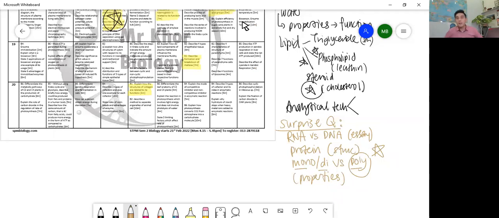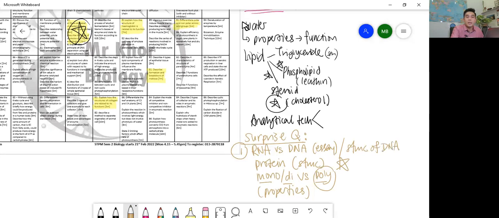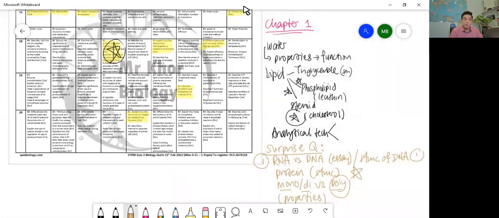Okay, finally, I remembered. They can ask you this way. Compare and contrast RNA versus DNA. What, 5 marks? Or they can ask you, explain the structure of DNA. DNA is made up of two polynucleotide strands. Complementary bases A, T, G, C. Yeah, they are anti-parallel. What's the diameter? What's the length? One turn has how many bases? So guys, this is what you must focus on for chapter one.